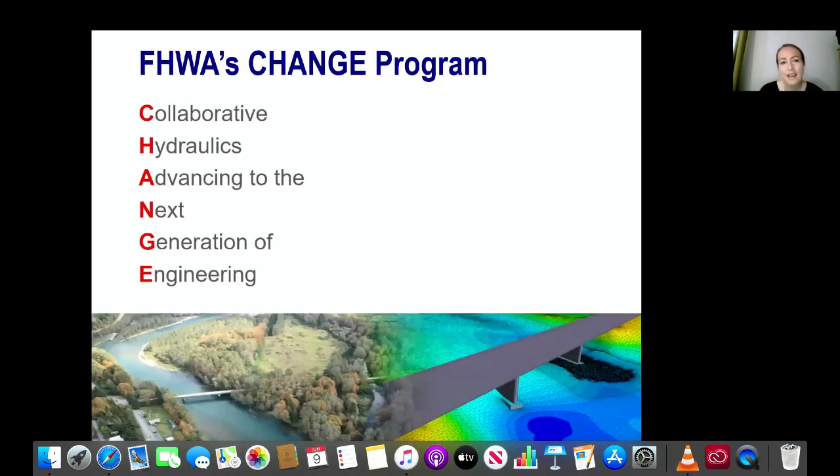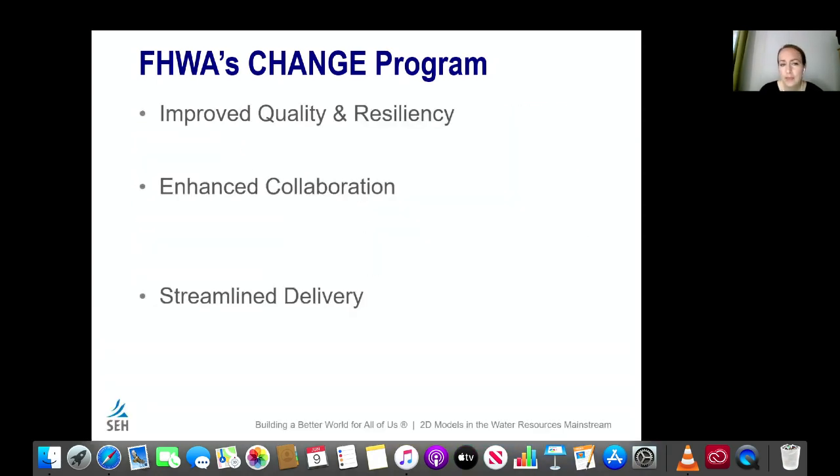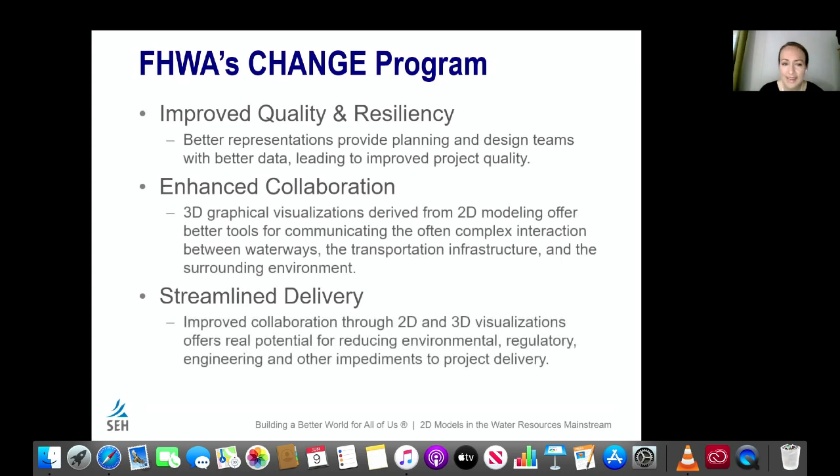So really quickly, the Federal Highway has a CHANGE program, and that is the Collaborative Hydraulics Advancing to the Next Generation of Engineering, and that's part of the Federal Highway Administration's Everyday Counts program. Some of the main initiatives are listed here: improved quality and resiliency, enhanced collaboration, and streamlined delivery. And I can tell you firsthand that using two-dimensional models for hydraulic analysis of complex flow patterns fully supports all of these initiatives of the Federal Highway's CHANGE program. And with that, I will conclude my presentation.